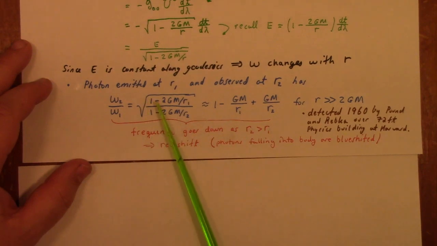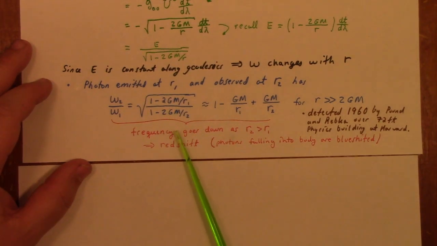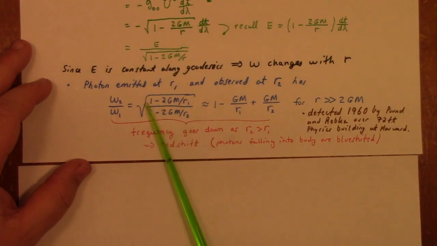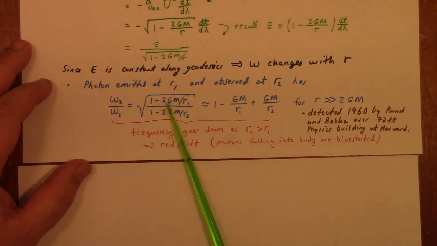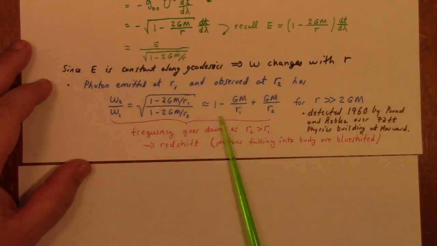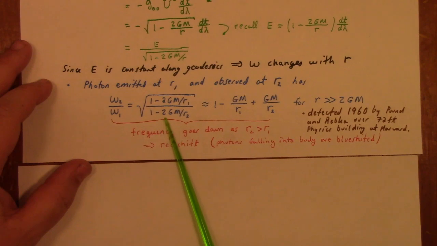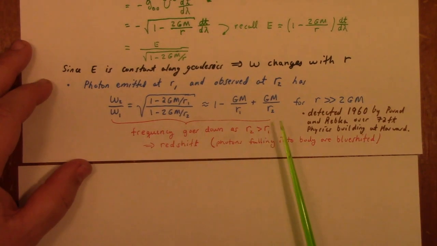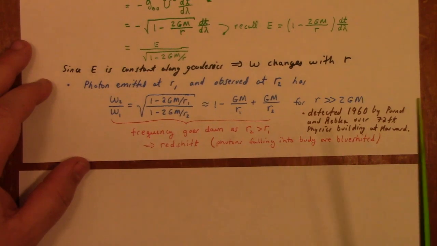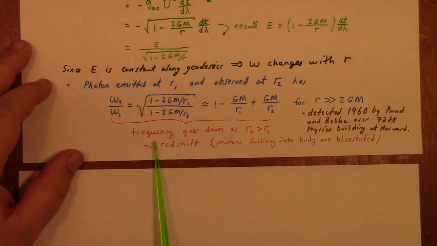Notice that there's a half power. The half cancels the 2. And there's a minus on the r1 and a plus on the r2 because this is the negative 1/2 power, which cancels the -2. That's why that's minus and plus. It's just binomial series. But anyway, what this says is that the frequency goes down for r2 greater than r1, which is to say that there's redshift. On the flip side, if you have photons falling into a body, then they'd be blueshifted.